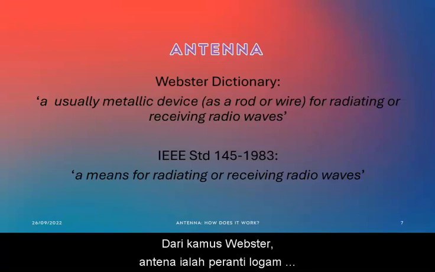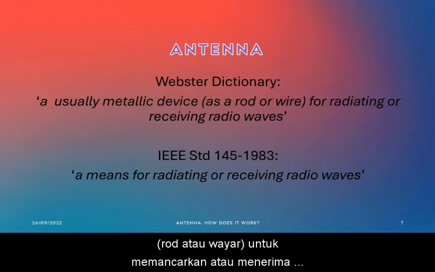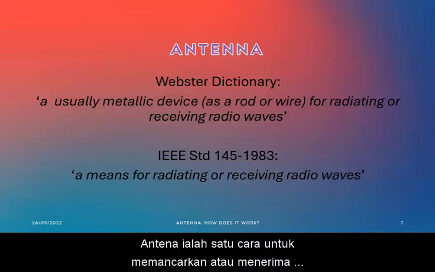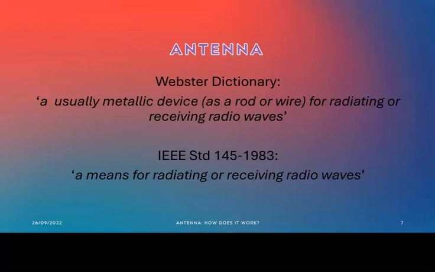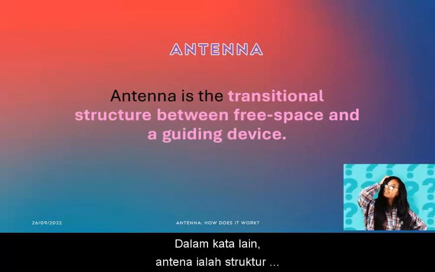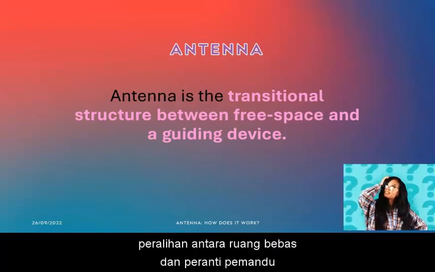From the Webster Dictionary, antenna is defined as a usually metallic device, as a rod or wire, for radiating or receiving radio waves. From the IEEE standard definition of terms for antennas, they define antenna as a means for radiating or receiving radio waves. So, in other words, antenna is the transitional structure between free space and a guiding device.